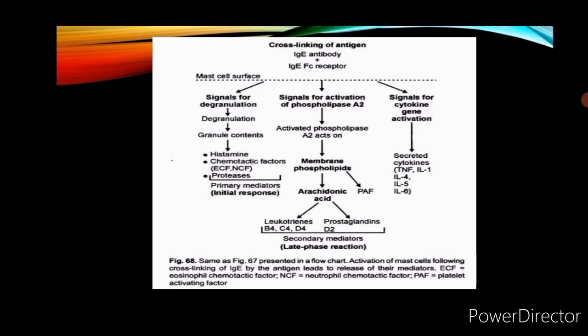So, this is the cross-linking of antigen in hypersensitivity 1. So, presented in flowchart, the activation of mast cells following the cross-linking of IgE by antigen leads to release of their mediators.